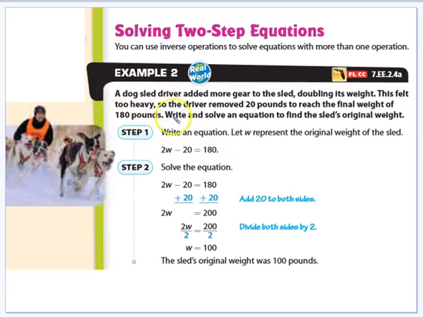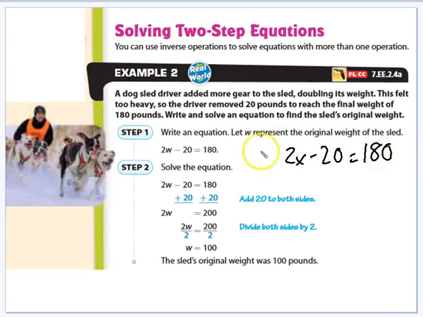Example 2, a dog sled driver added more gear to the sled, doubling its weight, okay? This felt too heavy, so the driver removed 20 pounds to reach the final weight of 180 pounds. So, the sled driver doubled the weight. So 2x, doubled the amount of x, but it was too much, so he took off 20, minus 20, and the final weight equals 180.